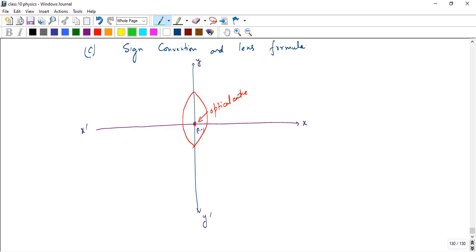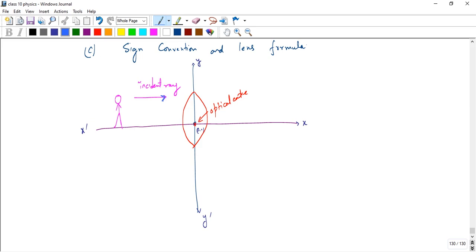So here I put an object on the left side. Suppose that is an object on the left side, so you see that the object is placed in the minus x direction. So that's the incident ray. The incident ray falls on this convex lens. See that very carefully.